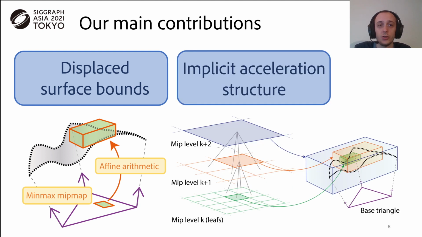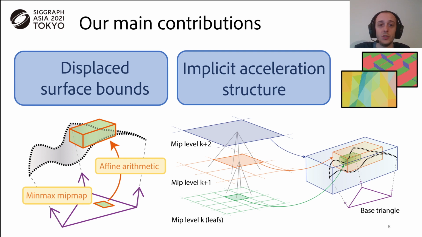Our second main contribution is an implicit acceleration structure that maps texel cells of the map to bounding volumes in 3D. This structure can then be traversed to compute intersection with the displaced surface, with a range of supported local intersection tests with different speed-quality trade-offs.